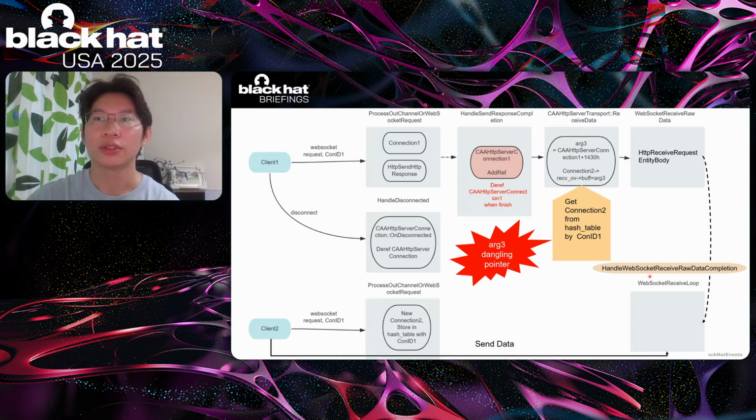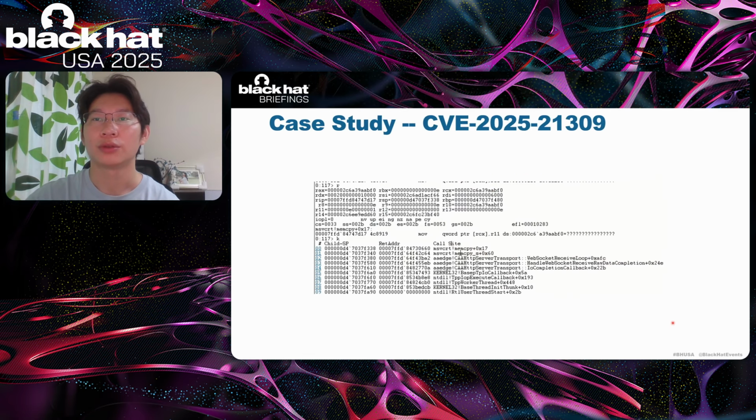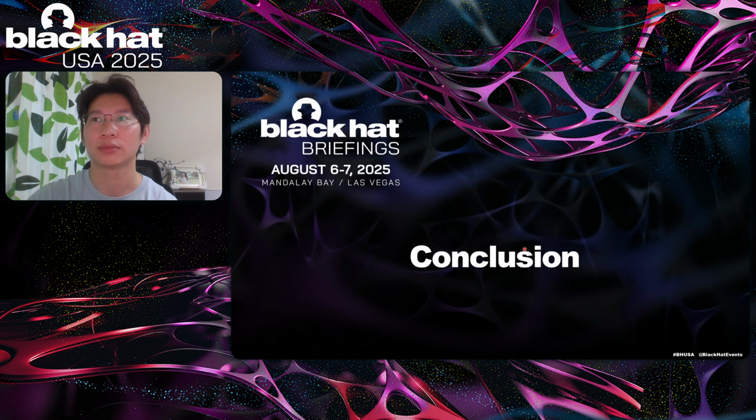Later, when client 2 sends a message to the server, it activates the handle WebSocket receive raw data completion callback function. Inside the function, it retrieves connection 2 from the hash table using conID 1 and writes data to the dangling pointer. Thus, we can overflow a dangling memory. Here is the stack trace at the crash site. As shown, it crashes in the memory copy function, with RCX pointing to a non-existent address.